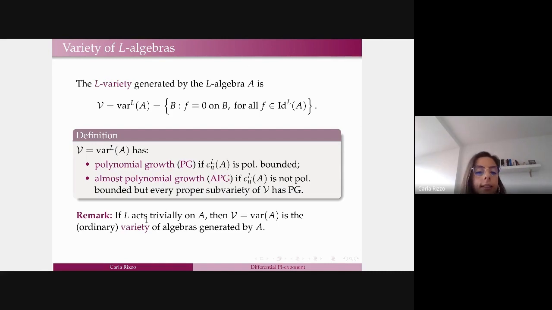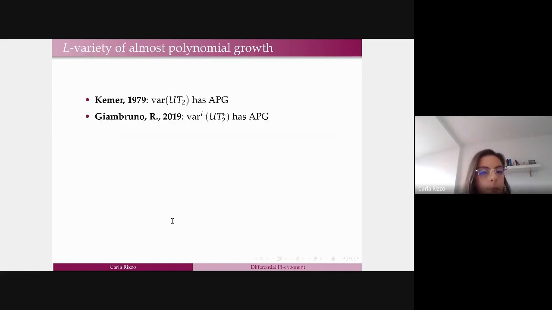Of course, if L acts trivially, we have the ordinary variety of algebras. For ordinary varieties of algebras, Kemer proved that the variety generated by UT2 has almost polynomial growth. And with Professor Giambruno in 2019, we proved that UT2 epsilon, the variety generated by this algebra, has almost polynomial growth. However, if we define any action on UT2 by derivation, this does not necessarily have almost polynomial growth. The variety generated by UT2 with this general action has no almost polynomial growth.